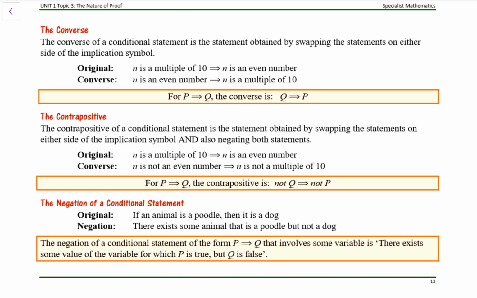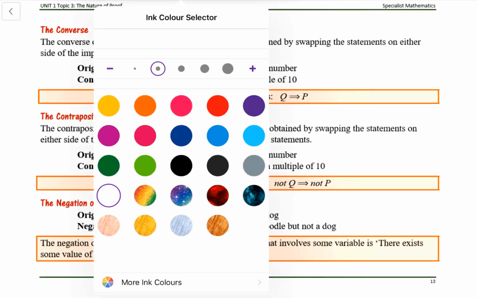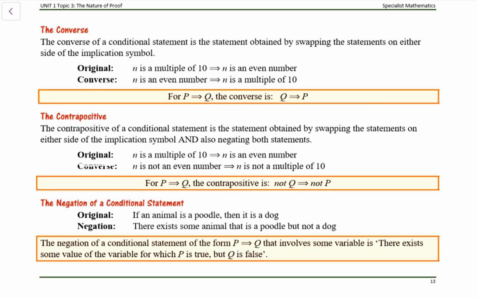Okay, the contrapositive. The contrapositive of a conditional statement is a statement obtained by swapping the statements on either side of the implication symbol and also negating both statements. So the original, n is a multiple of 10, which implies n is an even number. The converse of that, that should say the contrapositive of that. Let me fix that. Make sure you fix your notes.